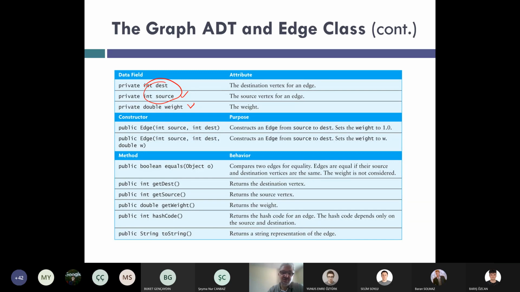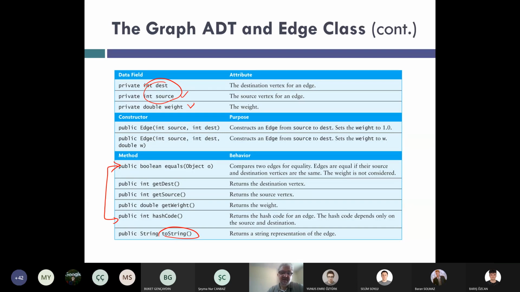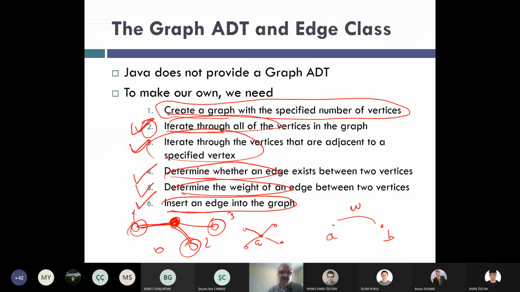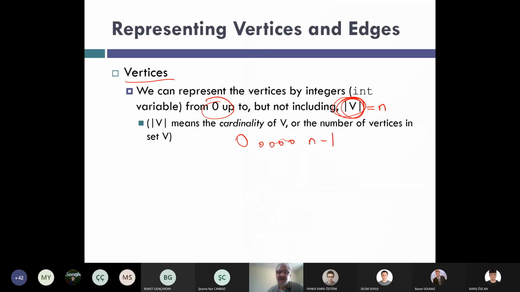Or if the hash codes are equal, the objects should be equal, right? So we have to redefine both together. And there is a toString method to get the string representation of an edge. Okay, this is the Edge class that we are going to use. So now we defined a graph interface. Now we are going to talk about how to implement this graph interface.